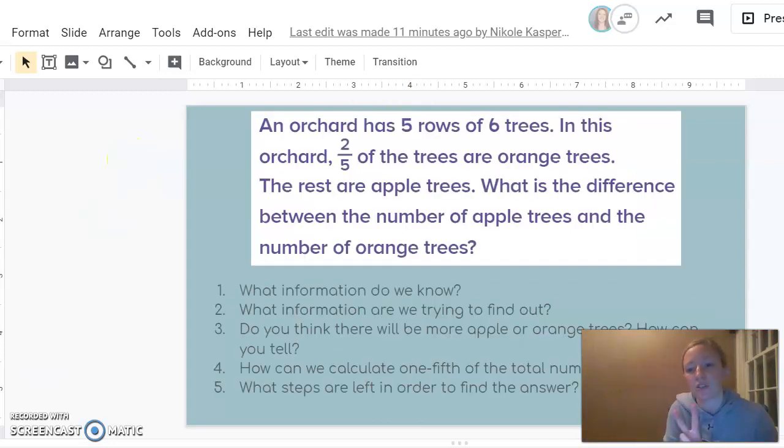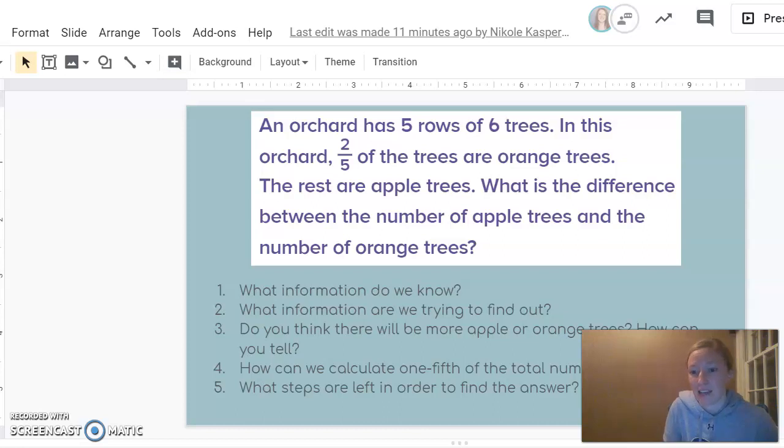Okay, now I've got 2 different story problems. We're going to do the first one together, and then the second one I'm going to have you try on your own. But stay with me because these story problems have a lot of steps. The first one, an orchard has 5 rows of 6 trees. In this orchard, 2/5 of the trees are orange trees. The rest are apple trees. What is the difference between the number of apple trees and the number of orange trees?